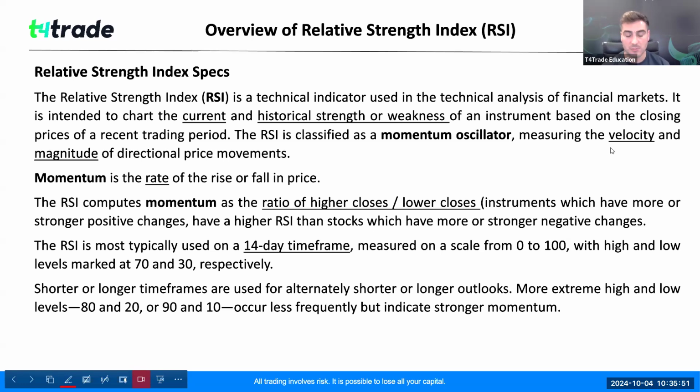Okay, so the RSI computes momentum as the ratio of higher closes to lower closes, which at the end of the day is pretty simple to comprehend. Instruments that have more or stronger positive changes tend to have higher RSIs than other stocks that have stronger negative changes, mainly because we're looking at closing prices. Okay, so what has happened in the recent past, if you see 5 consecutive days of gains, you could see, in a sense, a stronger RSI reading. Makes sense, okay? Because it's a ratio of the higher closes compared to the lower closes.